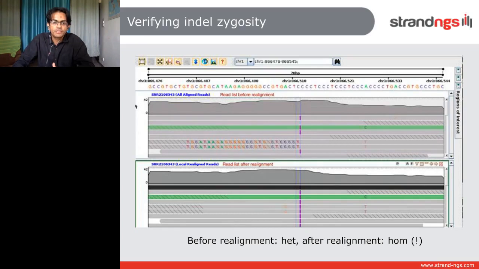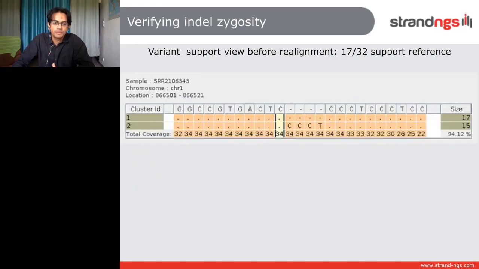Another view of this is to look at the variant support view in Strand NGS Server, where you're looking at the same insertion. Remember, it's a CCCT, a 4-base insertion, right? And this is the variant support view. The variant support view gives you a few pieces of information. The first one is the cluster ID. So there are 2 clusters of reads here, right?